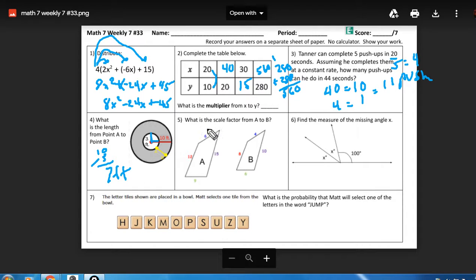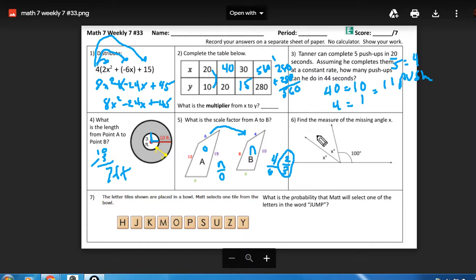What is the scale factor going from A to B? Okay, so I'm going from A to B. So you want to go ahead and set up your fraction, and we're putting our new over our original. Here's our new, here's our original. So we're going to pick the side lengths that are the same and set it up. Now we can simplify this because we know that both can be divided by 2. So our scale factor is 2/3.